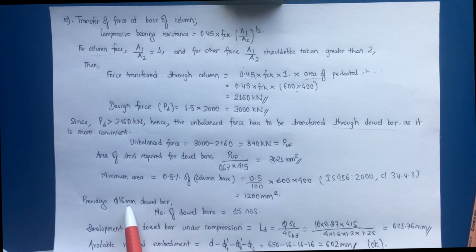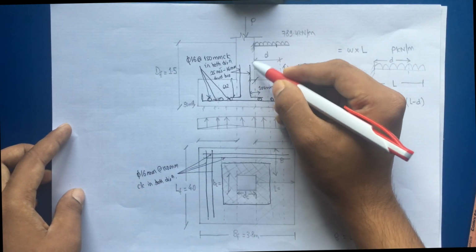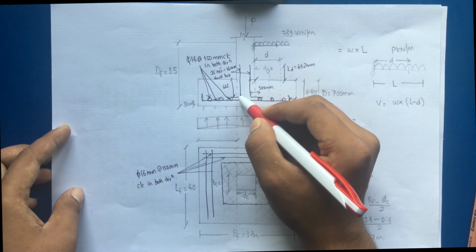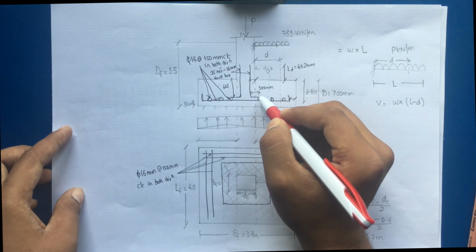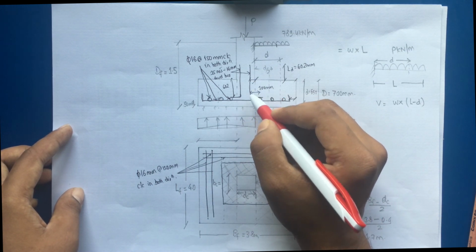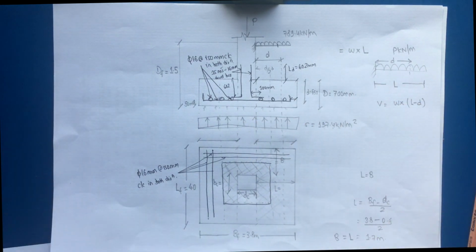So providing 16 mm dowel bar, 15 nos, the vertical embedment available was 602, and the development length of the dowel bar under compression is 601.76. So the embedment into the column is also 602. Similarly, the vertical embedment is 602 into the footing, and a 100 mm projection is provided in order to rest the dowel bar on the bar of the footing. So this is the reinforcement drawing.